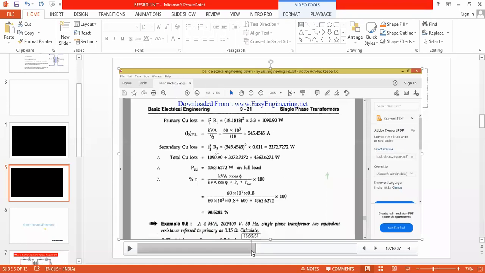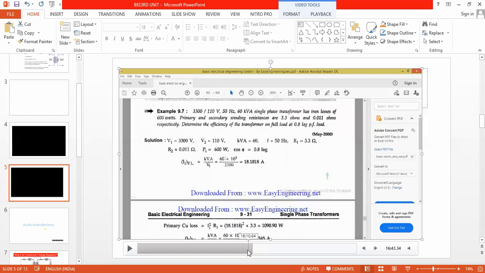In the problem, anyone tell me what is the power value given, the rating? What is the rating given here in the problem? 60 kVA. How much have we taken, 60 kVA rating? Yes or no? It is very simple, direct substitution only. But you have to understand the first step.